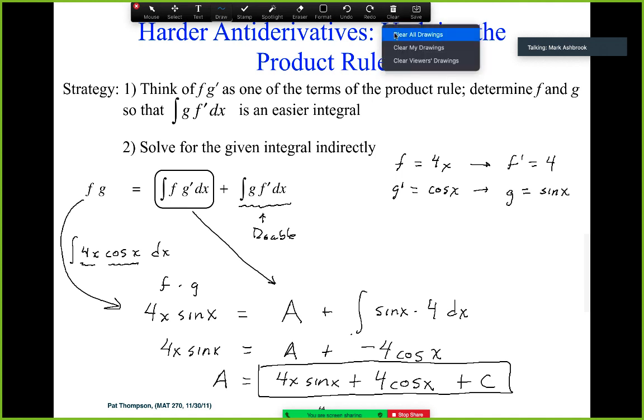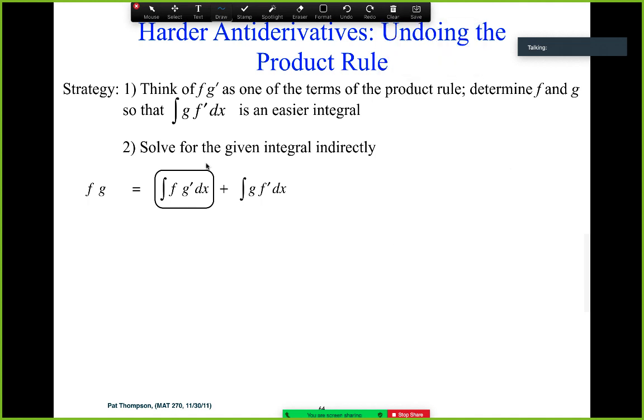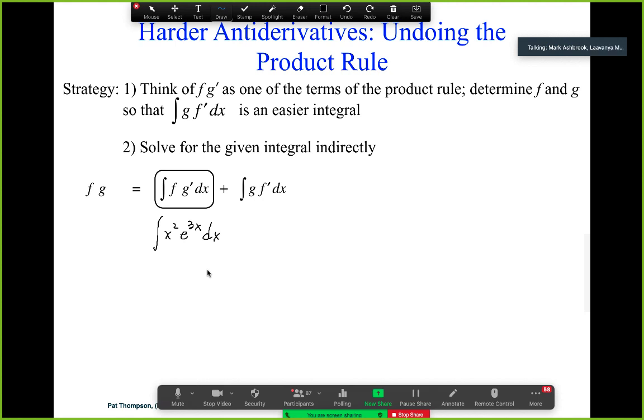So next one I want to do is the integral of x squared e to the 3x. So that's the one we're trying to find. Is it undoing the chain rule? All right, always the first question. Is it undoing the chain rule? Yeah, in a way. No.